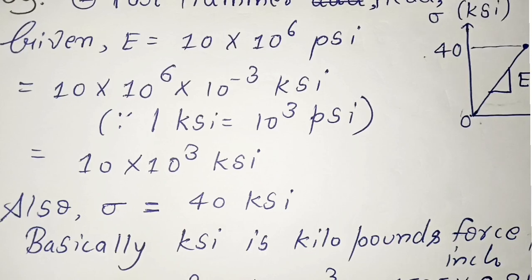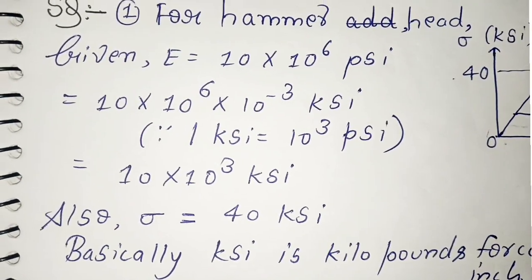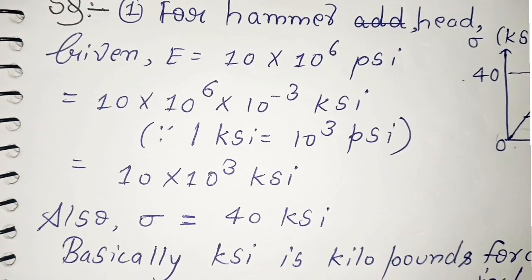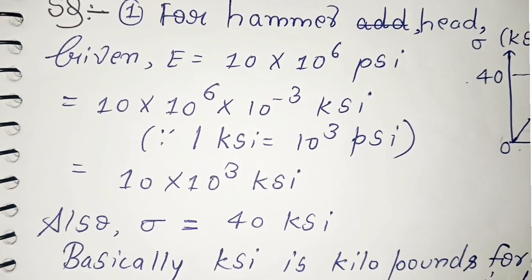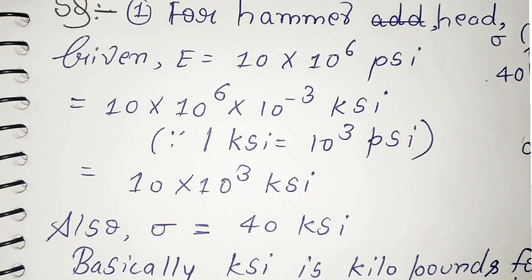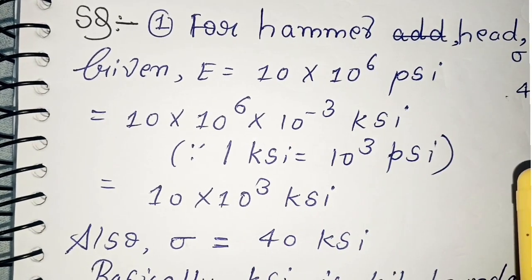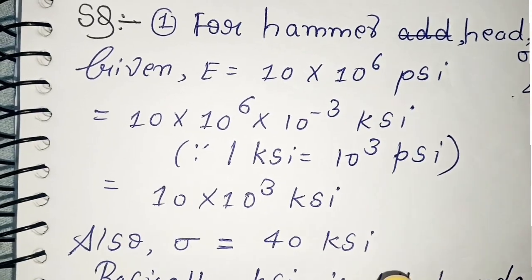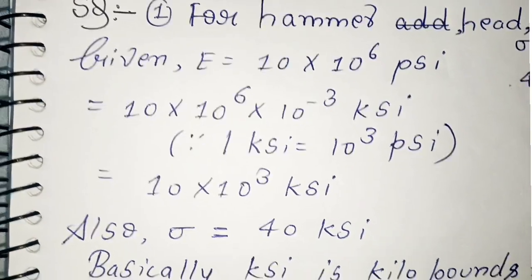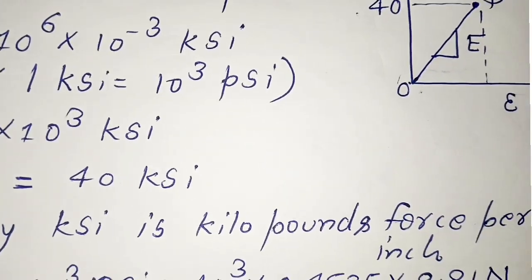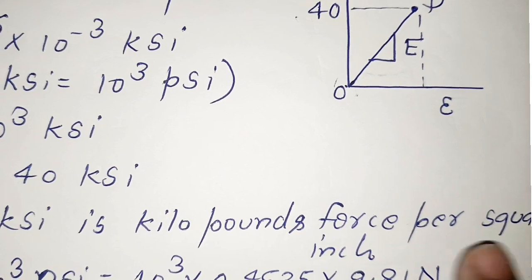So we are given that E is equal to 10 into 10 raised to power 6 psi. Again guys, psi is pounds force per square inch. Again, it's not an SI system, it is basically some other system except SI, that is FPS system. And E is given as 10 into 10 raised to power 6 psi. So for sake of calculation, to make it easier, let's convert into KSI. KSI stands for kilo pounds force per square inch. You can already see here, I have written it's kilo pounds force per square inch.